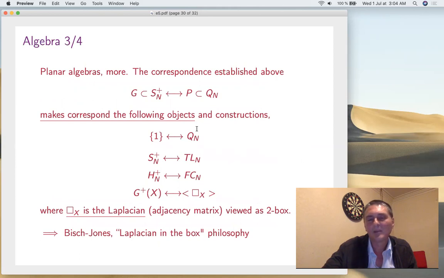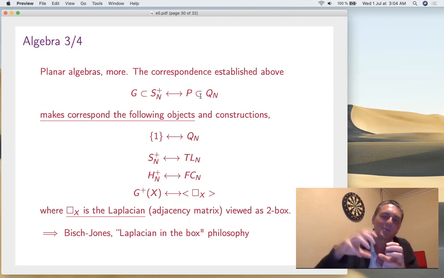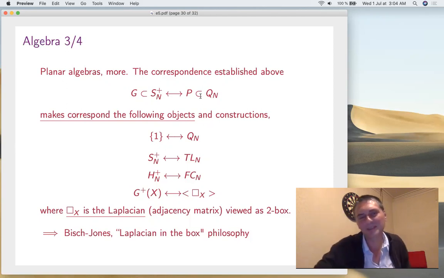And of course, this connects what we're doing here, subgroups of Sn plus, with what people in planar algebra do. These appear as very special planar algebras, so-called spin planar algebras. So this connects quantum permutations to a small part of planar algebras. This is a very interesting connection from both sides because it makes correspond a lot of things like Sn plus, Temperley-Lieb, Hn plus to Fuss-Catalan, Vincent Jones. These quantum automorphism groups of graphs I was talking about correspond to the two-box things of Vincent Jones.